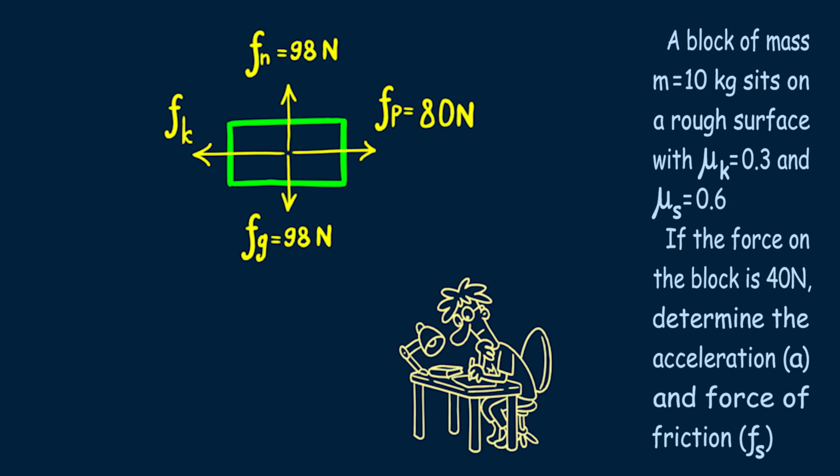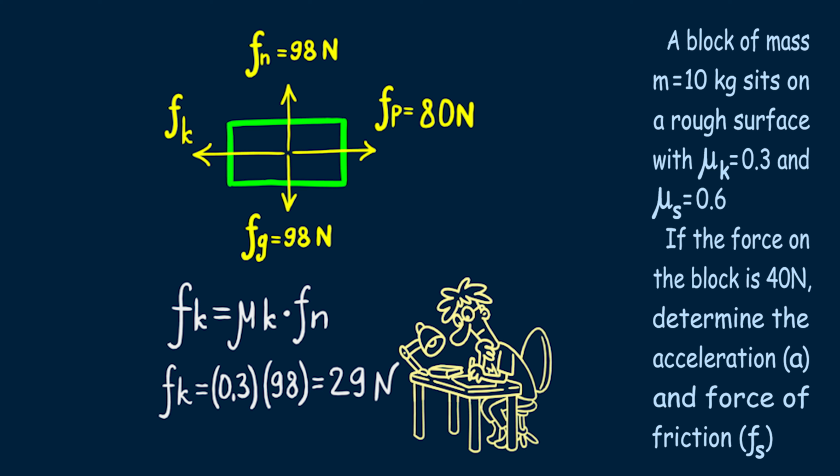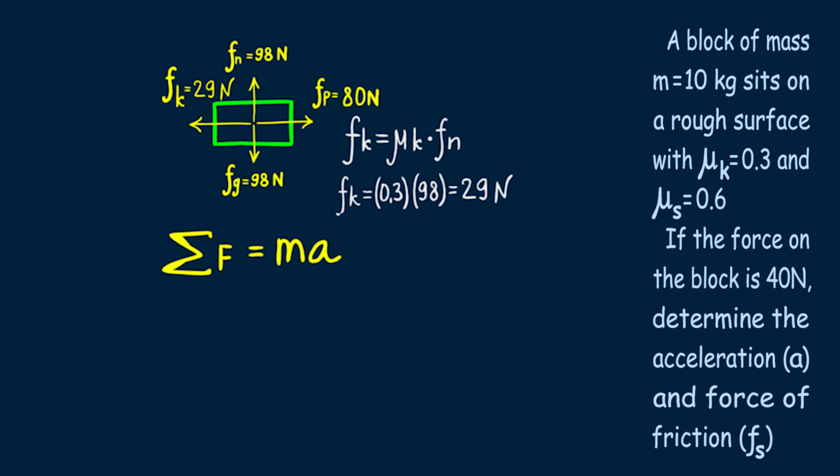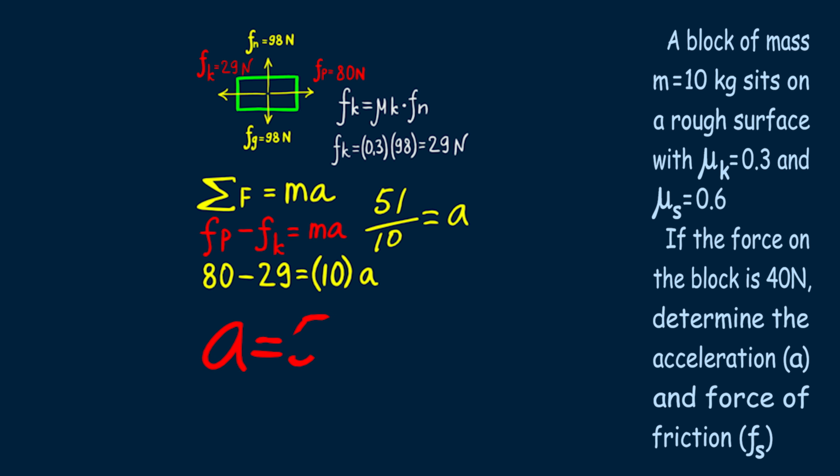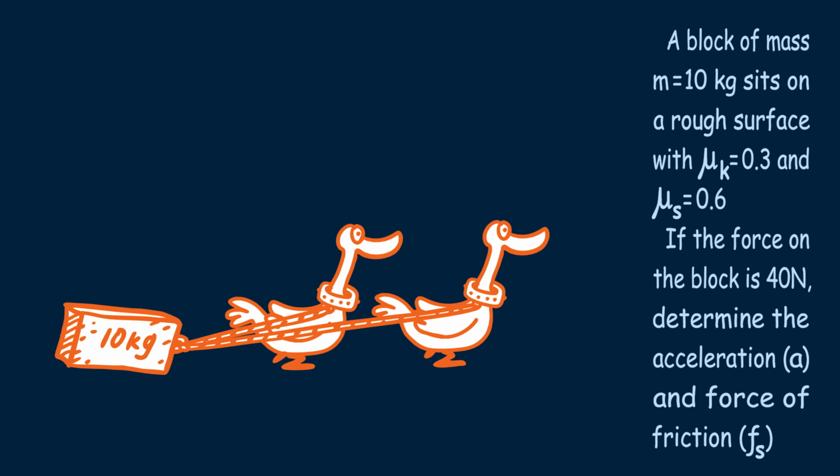In this case, what we need to do is switch to calculating kinetic friction, which is the same equation as before, but uses the kinetic coefficient of friction, μk. So following the formula, we calculate our kinetic friction to be equal to 29 newtons, which we can add to our force diagram to now solve for the acceleration of the block. Using the sum of forces is equal to the mass times acceleration, we get 51 over 10, or 5.1 meters per second squared. And there you have it. That's how to solve for friction in physics.